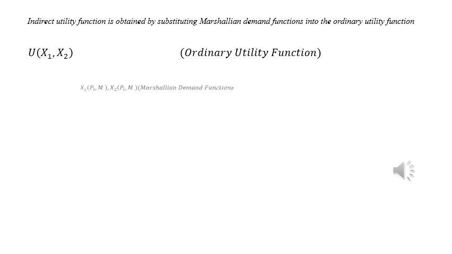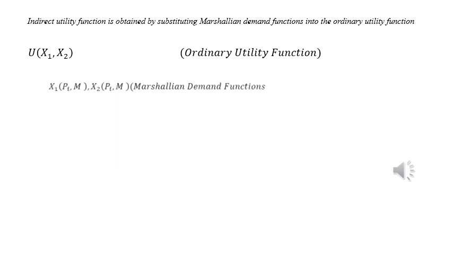Okay, now let's talk about the derivation of indirect utility function. Indirect utility function is simply obtained by substituting the corresponding Marshallian demand functions into the ordinary utility function. Look at the slide. We have the utility function. Utility is the function of x1 and x2. What is x1? x1 is the Marshallian demand function. What is x2? It's again the Marshallian demand function. x1 is the function of prices and income, and x2 is also the function of prices and income.